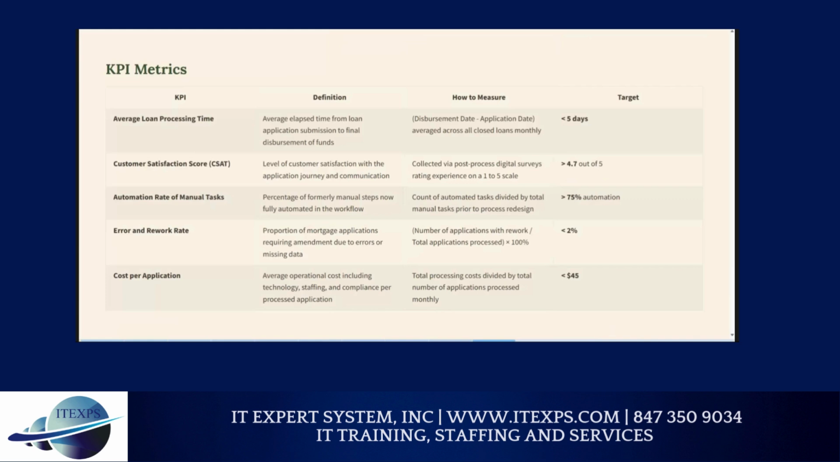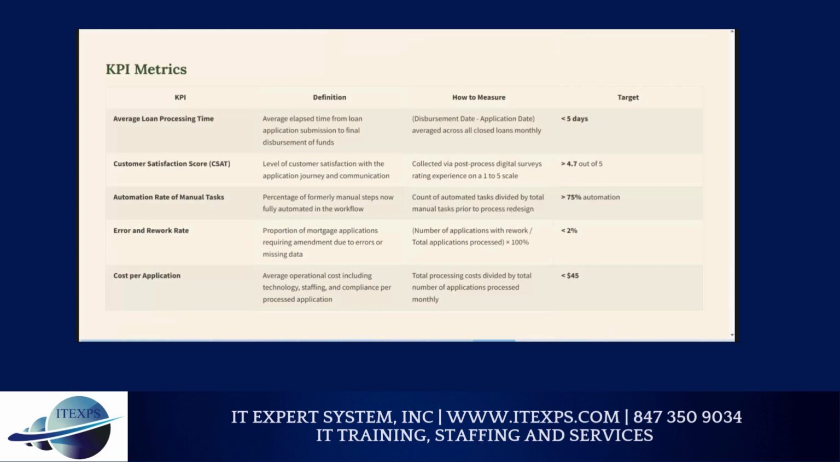Error rework rate. It measures how often a task or process must be repeated due to errors in mortgage processing. This might include mistakes in documentation, data entry, or underwriting that require correction and resubmission. Overall target is less than 2% error rate across all stages of the mortgage process.